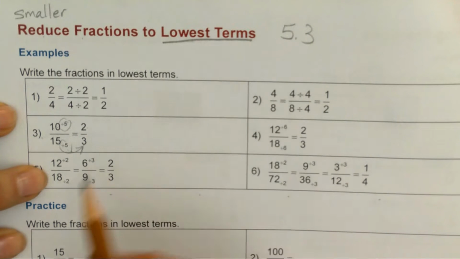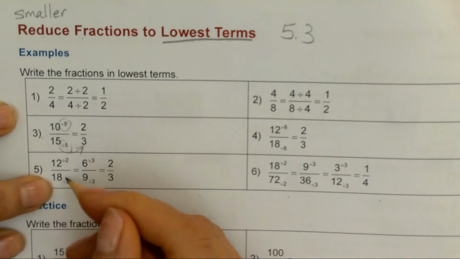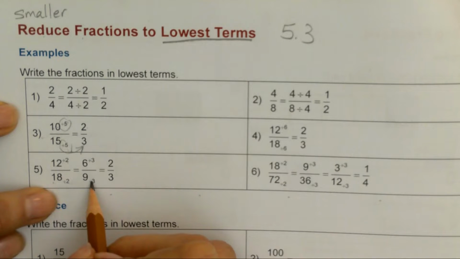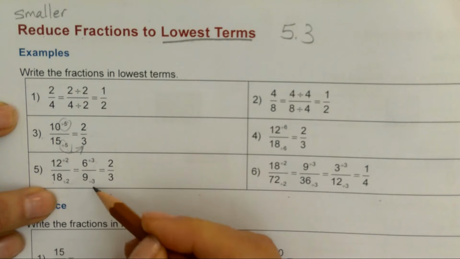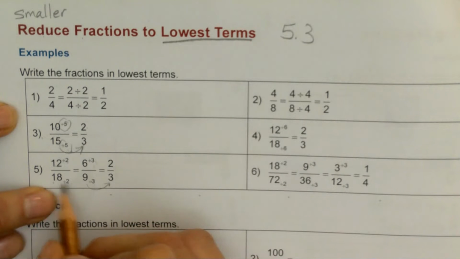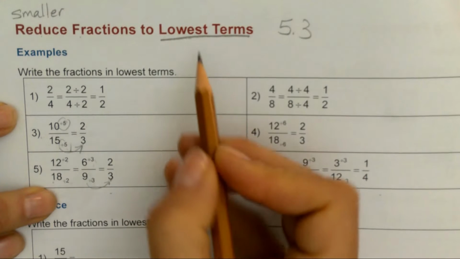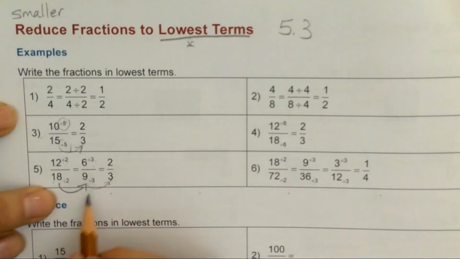Let's look. 12 and 18. I can divide both by 2. So 12 divided by 2 is 6. 18 divided by 2 is 9. Can I reduce it more? Yes, I can divide both of them by 3. So I can reduce it again. And because this one cannot be reduced anymore, it cannot be made any smaller, it means I've reduced it to the lowest terms. Here I reduced it, here I reduced it, but now it's at the lowest terms.